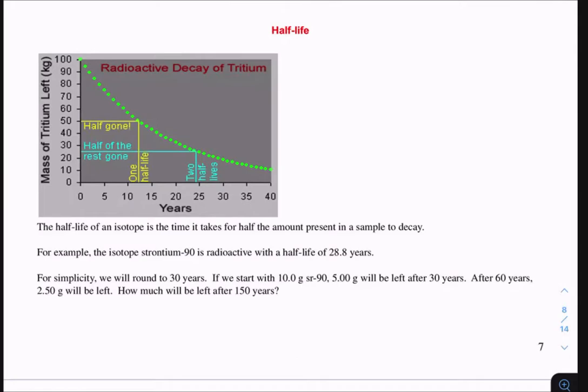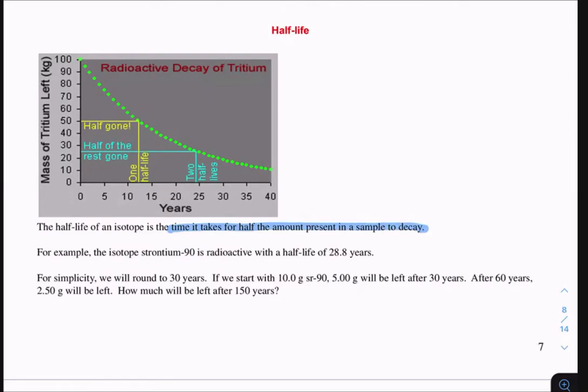To talk about half-life, let's start with a definition. Half-life is the time that it takes for half the amount of a radioisotope to decay.